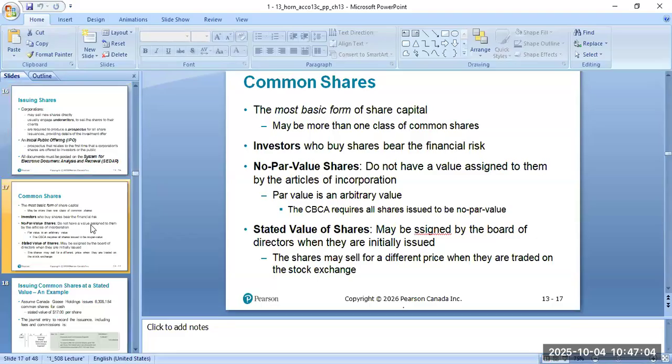Common shares are the most basic form of share capital. Obviously, you may have more than one class of common shares. The investor who buys the shares is going to bear the risk. We may have non-par value shares, which don't have a value assigned to them, or we may have a stated value for shares, which may be assigned by the board of directors when they are initially issued.